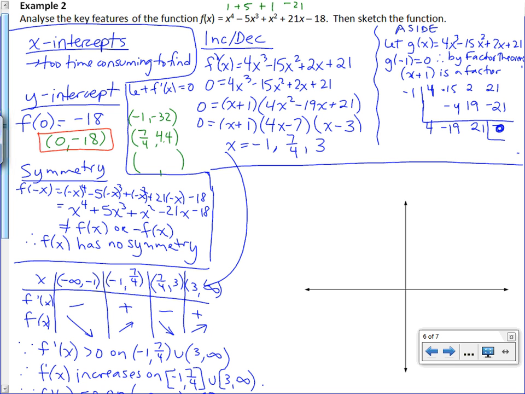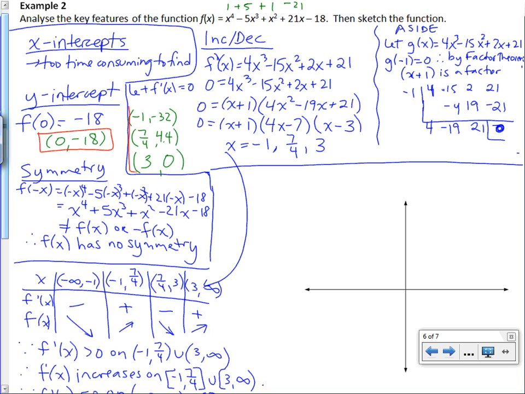And then last but not least, I put 3 in. I'm just going to do some mental math here. So 3 to the 4, 81. 3 cubed, 27. So minus 5 times 27, plus 3 squared, plus 9, plus 21 times 3, minus 18. I just got 0, I think. Because we already had that. It was time consuming to find, but you could have factor theoremed it out, because there was a number that worked. Okay, anyway. So I'm going to put a red box around that.